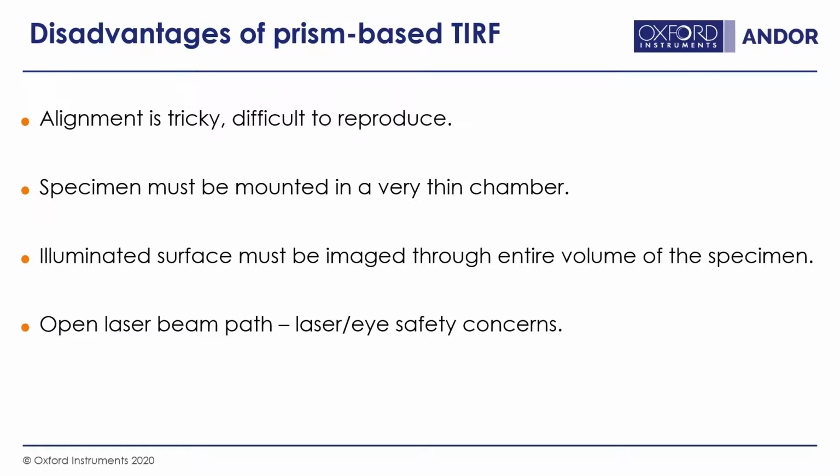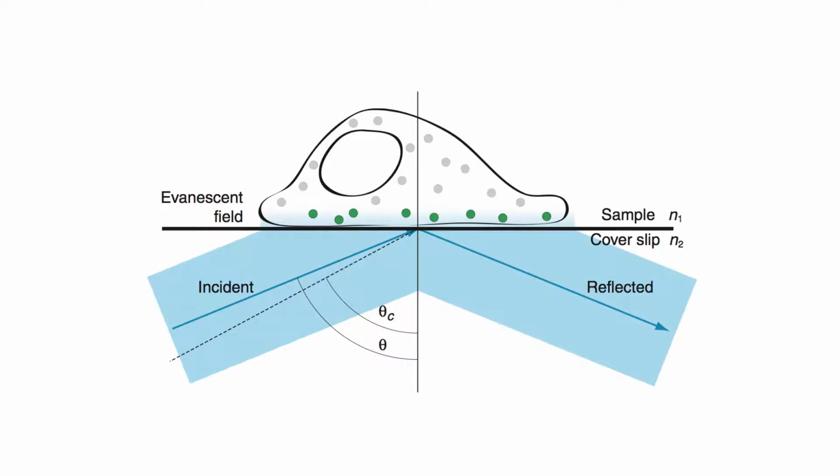Although the prism-based TIRF microscope design is simple and low cost, it does come with a number of disadvantages as well. First, the alignment is tricky and difficult to reproduce. The specimen must be mounted in a very thin chamber, and the illuminated surface must be imaged through the entire volume of the specimen, and so optical aberrations need to be considered. Lastly, this configuration uses an open laser beam path, so laser and eye safety concerns abound. So the question is, is there an alternative way that the same illumination conditions can be achieved without these disadvantages of the early TIRF microscope designs?